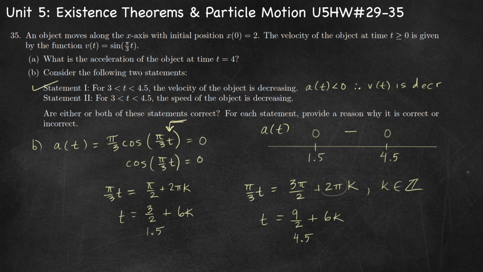Statement 2 is asking about the speed of the object. So we already know the acceleration is negative that entire time between 3 and 4.5. What do we know about velocity on that time interval? So we need to know if the velocity between 3 and 4.5 is always negative or always positive, or does it change somewhere in there?